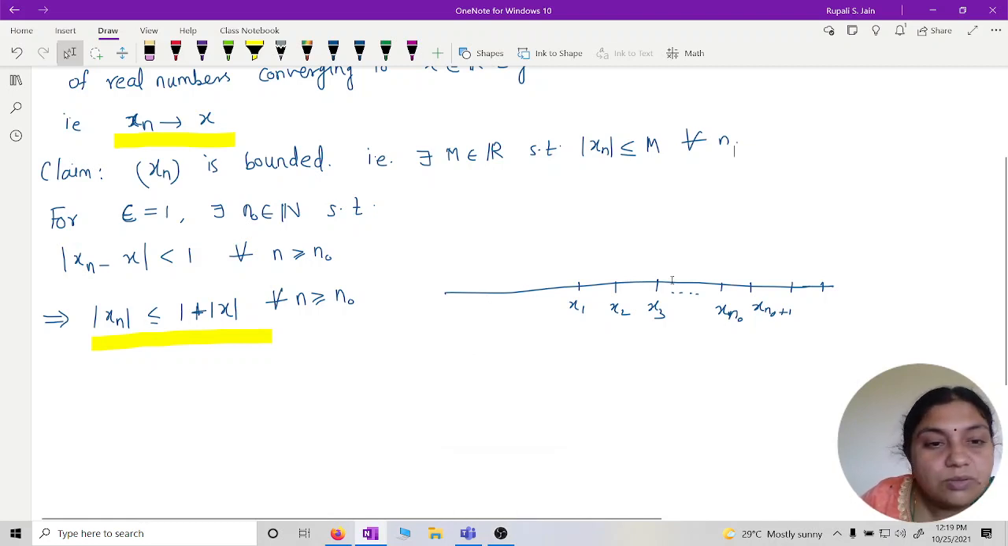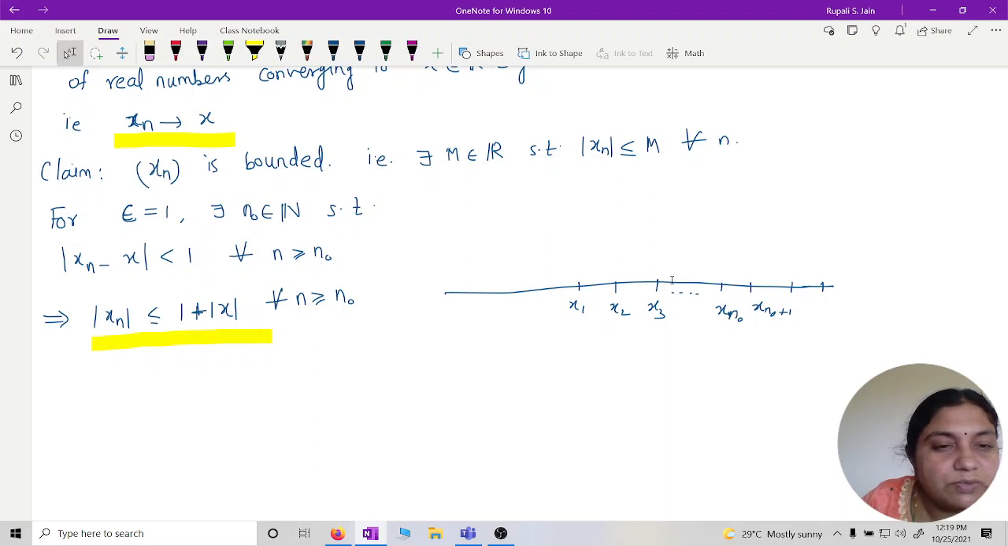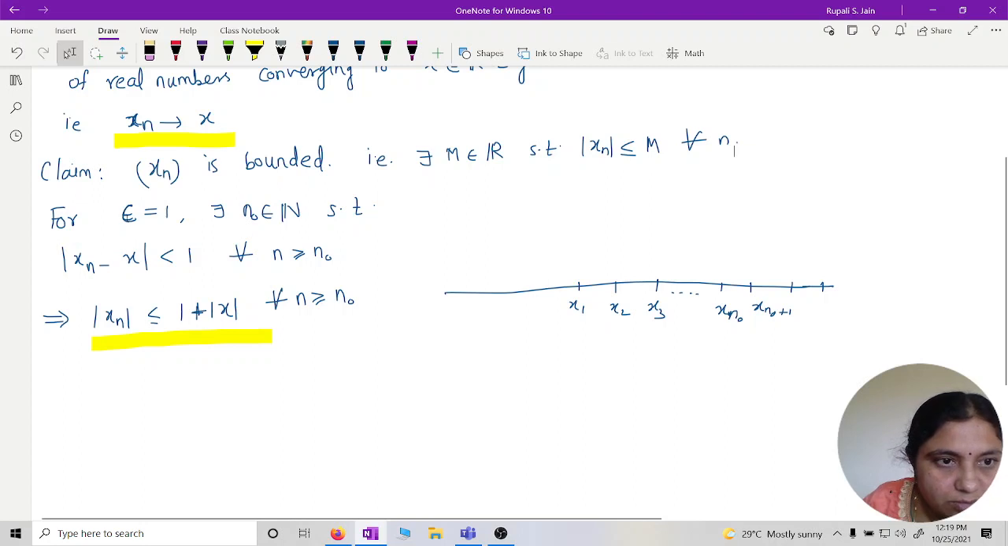So we want to show every convergent sequence of real numbers is bounded. We start with an arbitrary sequence, xn, which is convergent. Convergent means there exists some x belongs to R such that xn converges to x. Since it is convergent, for every epsilon there exists some natural number satisfying the condition. In particular, for epsilon equal to 1 also there exists some natural number satisfying the condition.